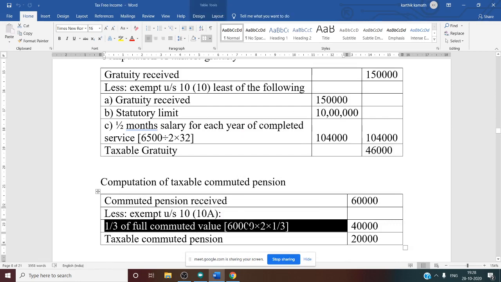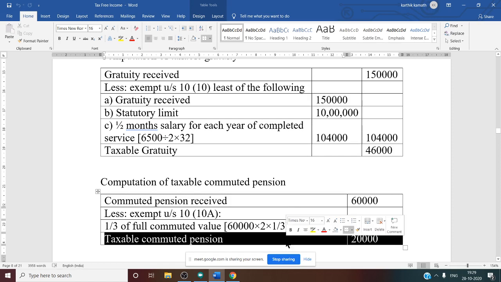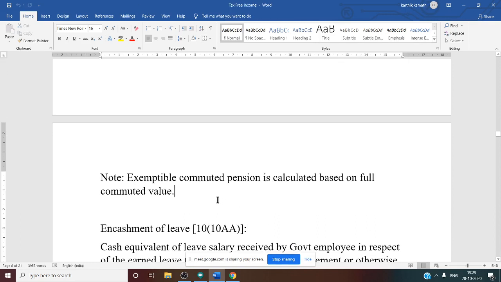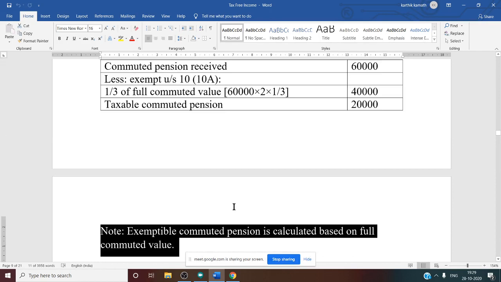So 60,000 is half value. Reciprocal of 1 by 2 is 2 by 1, so 60,000 into 2 you get 1,20,000. On 1,20,000 you take 1 by 3. 1,20,000 into 1 divided by 3, you will get 40,000. 40,000 is the exempted amount. On 40,000 there is no tax. We want taxable commuted pension, that is 60,000 minus 40,000. From pension received you deduct the exemptable amount, and you get taxable commuted pension as 20,000. The exemptable commuted pension is calculated based on the full commuted value. That note is given in the problem.